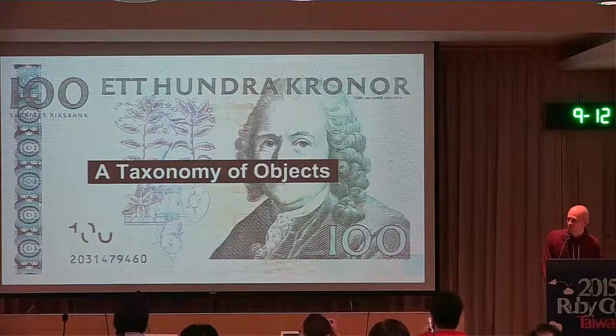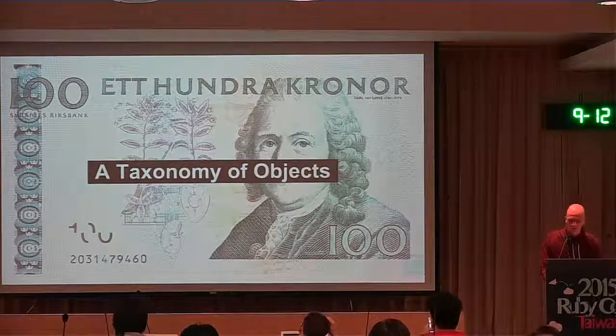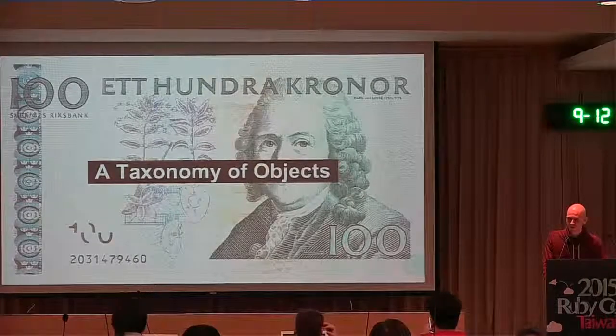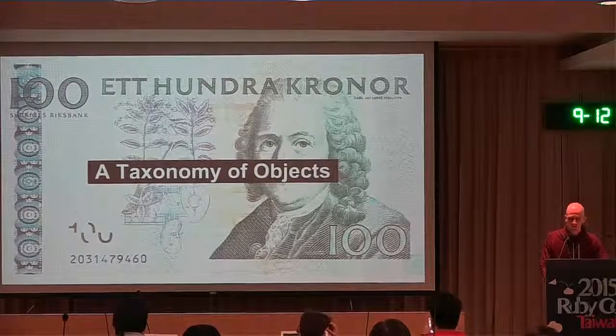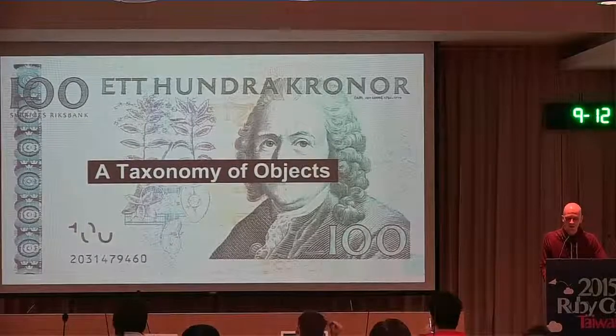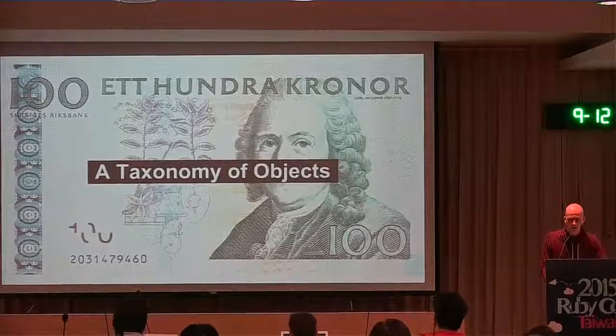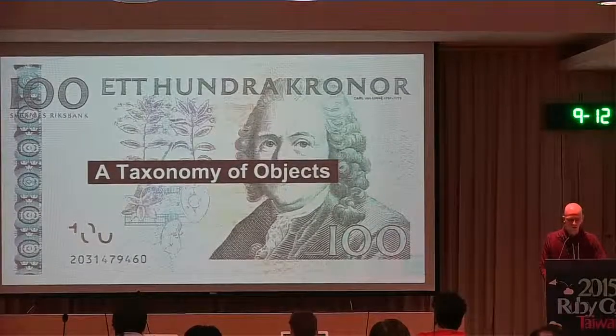So you might ask, what's up with the Swedish money here? It's not actually about the money, it's about the guy. This is Carl Linnaeus, one of the most famous Swedish people that ever lived. He spent his entire life classifying, naming, and cataloging all the species of plants and animals on Earth.